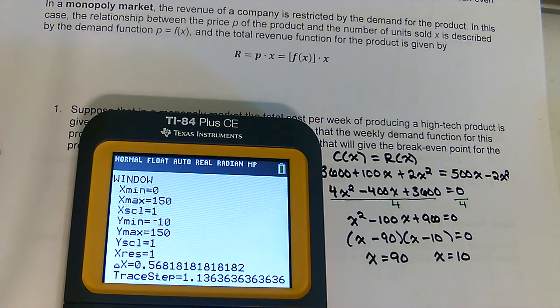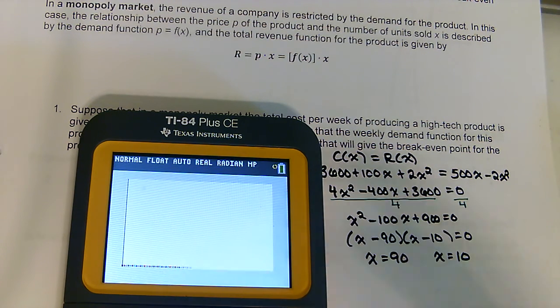And then we're not going to have a cost of 0. This has got to be in the thousands. I'm just going to go with 50,000. And let's look at the graph. Okay, so here's my cost function.